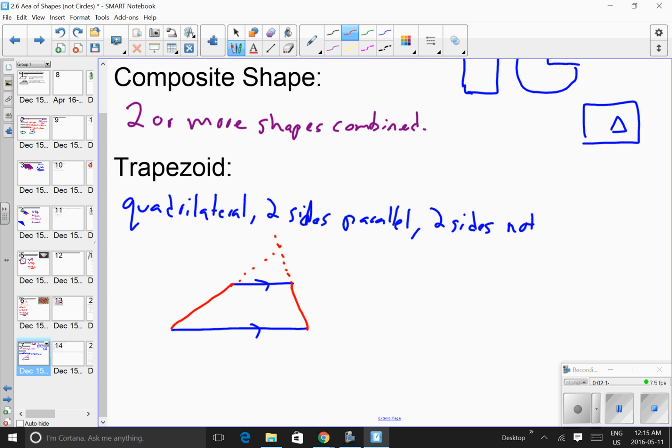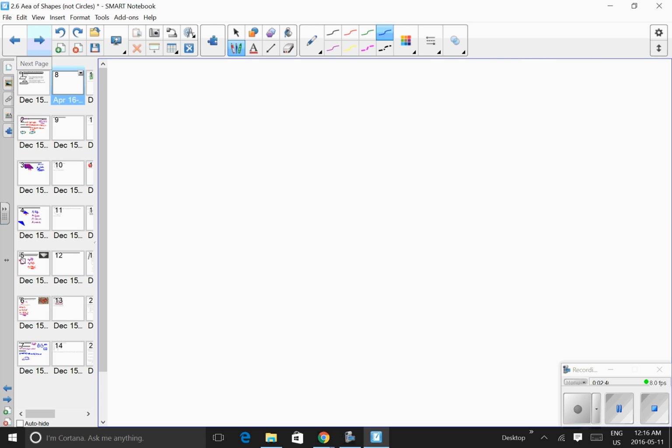Now the reason why I group trapezoids with composite shapes is, as you can see, it's kind of like a triangle with the top cut off. Or, if you wanted to look at your trapezoid a little differently, you could see it as two triangles and a rectangle in the middle. So there are so many ways to view it. However, there is a handy-dandy formula for it. Unlike the other shapes we talked about, I'm just going to hook you up with the formula for a trapezoid.